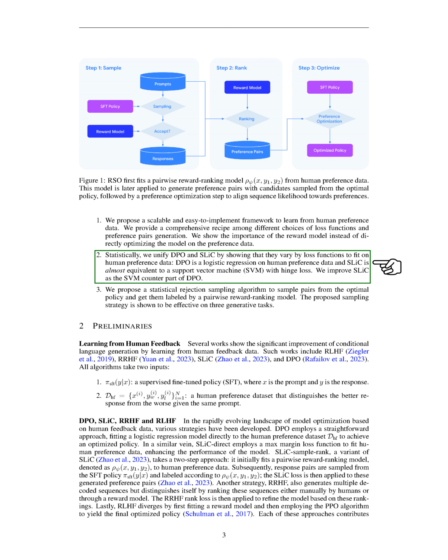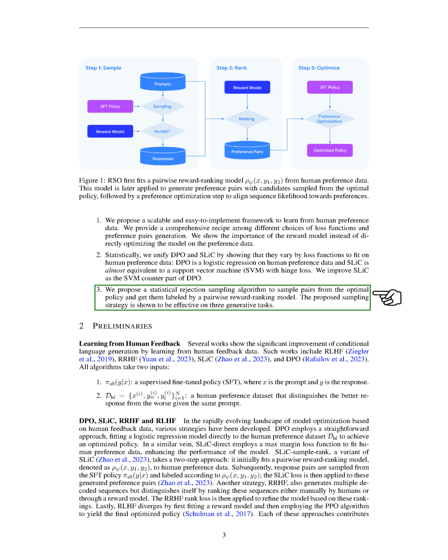3. We propose a statistical rejection sampling algorithm to sample pairs from the optimal policy and get them labeled by a pairwise reward ranking model. The proposed sampling strategy is shown to be effective on 3 generative tasks.